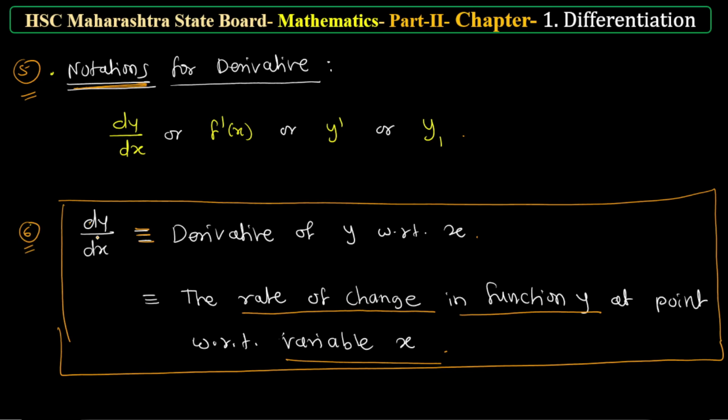रिमार्क नंबर 6, dy upon dx, that is the derivative of y with respect to x. याचा मिनिंग काय, dy upon dx म्हणजेच काय, डेरिव्हेटिव्ह ऑफ y with respect to x. Okay, dy upon dx, that is the ratio, means here the rate of change in function y at point with respect to variable x. है ना, जे y चा डेरिव्हेटिव्ह with respect to x यूज करतोय. The rate of change in function y with respect to variable x.